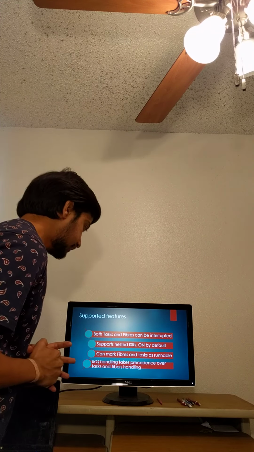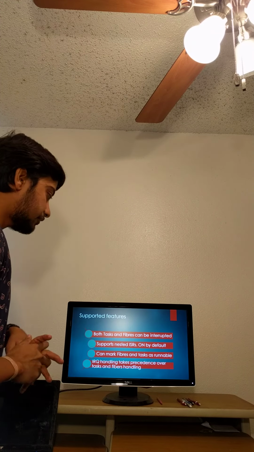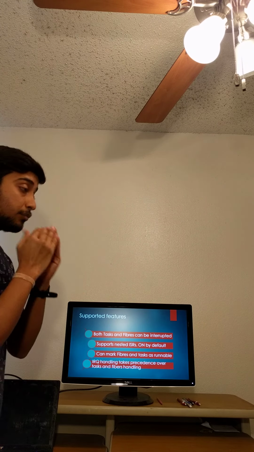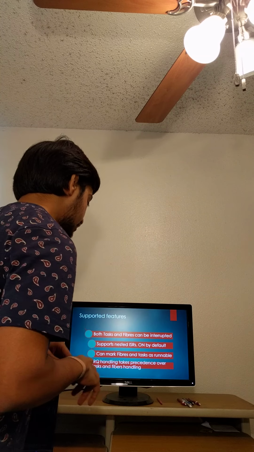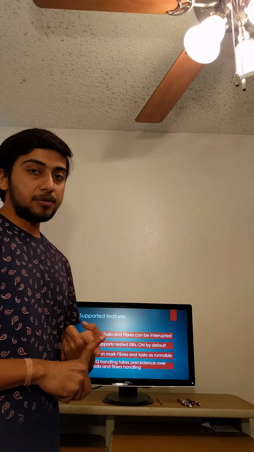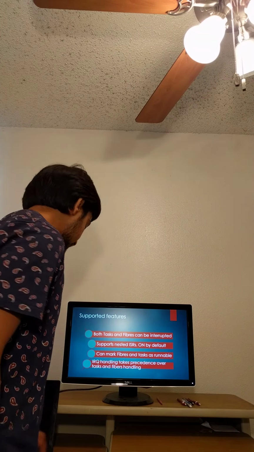As part of Zephyr, we have fibers and tasks as we have already discussed, and the interrupt service routine can mark both fiber and task as runnable. As we already know, there are three contexts: task context, fiber context, and interrupt context. Interrupt context always takes priority over task and fiber context.